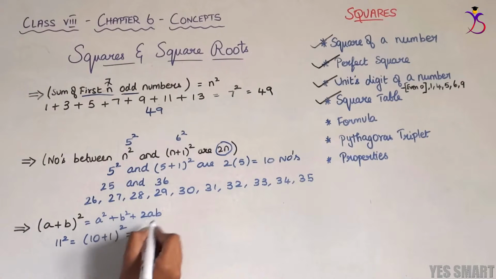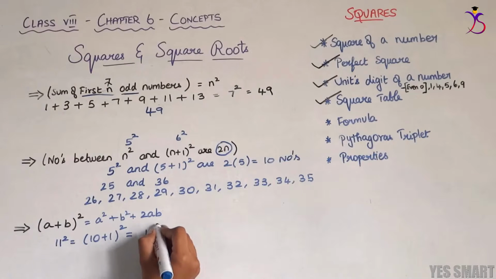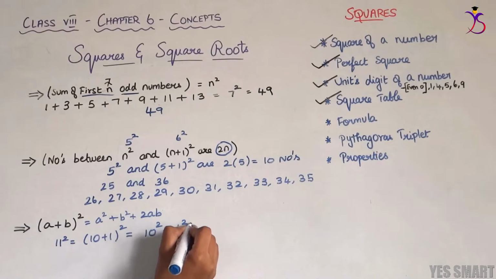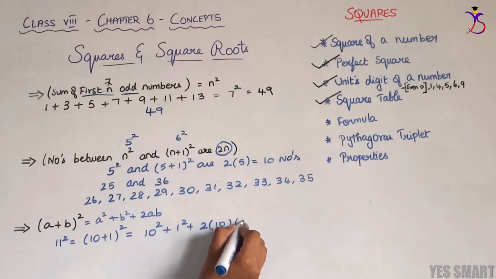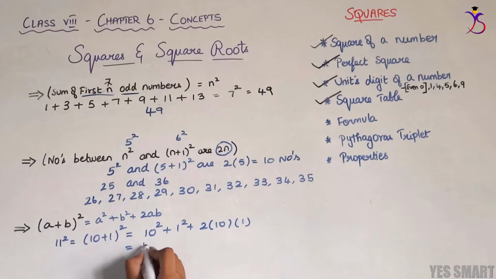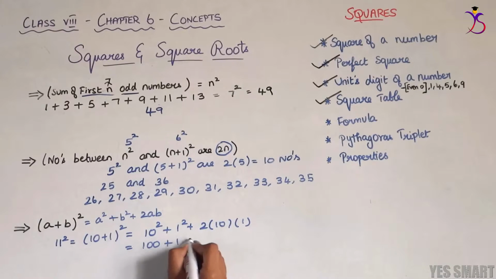So I'm just expanding this bracket with the same identity. (a+b) square is a square plus b square plus 2ab, where a is 10 and b is 1. Now 10 square is 100, plus 1 square is 1, plus 2 into 10 into 1 is 20. On adding, we will get 121. However, if we calculate 11 square directly also, we will get 121.